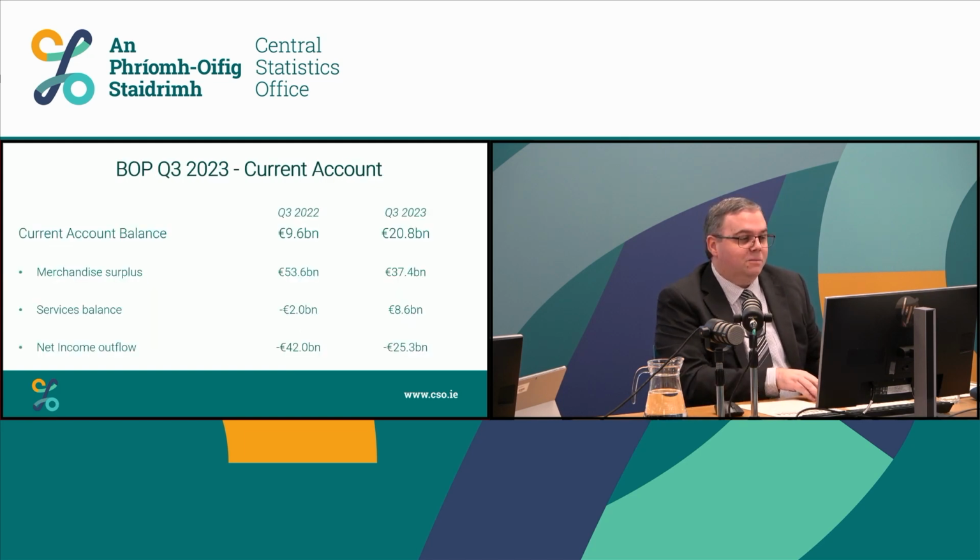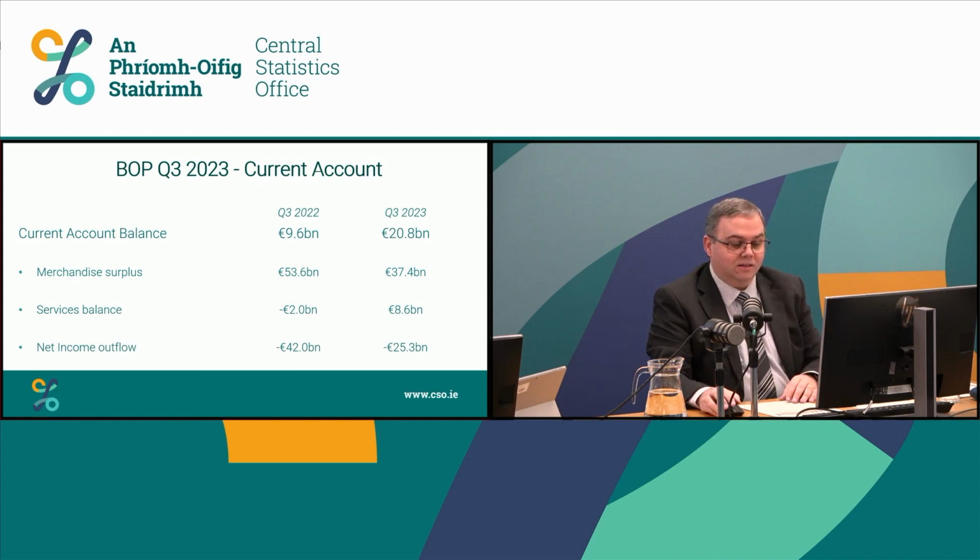Looking at the current account a bit more closely, our merchandise surplus of 37.4 billion euros is down 16.2 billion on the same quarter last year. And our services balance of 8.6 billion is up 10.6 billion on the same quarter last year. Our net income outflows at 25.3 billion have decreased by 16.6 billion on the same quarter last year. And these all combine to give us a current account balance of 20.8 billion euros, which is up 11.2 billion on the same quarter last year.